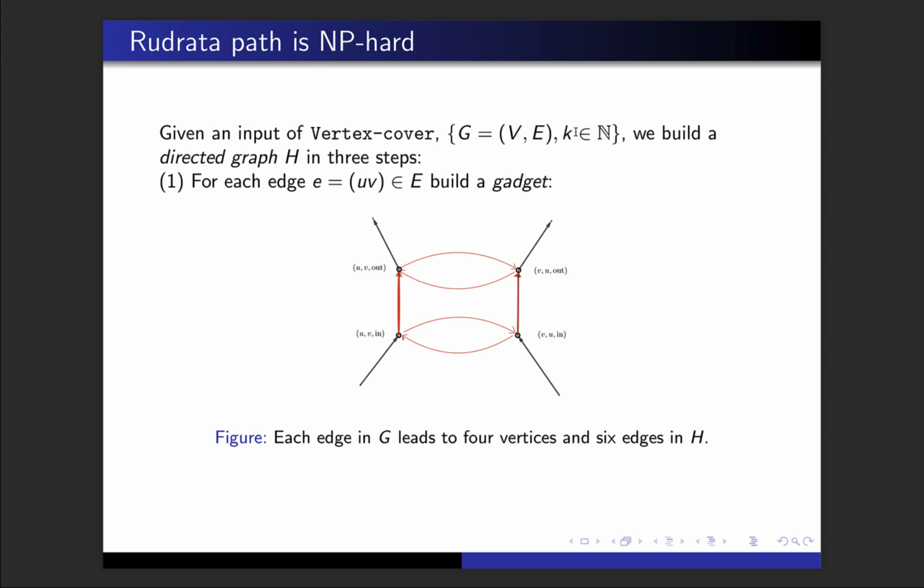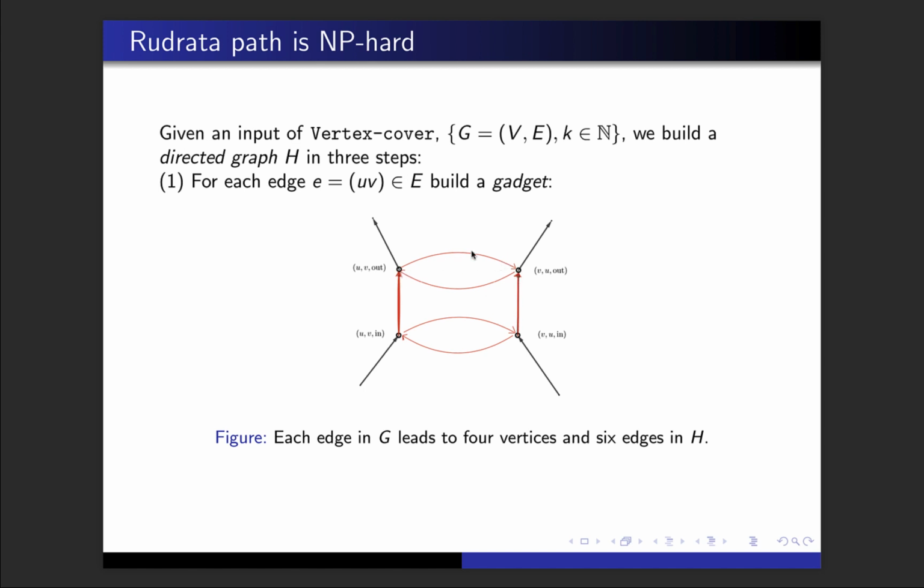Now we will do this construction in three steps. The very first one is something we will call a gadget. This is going to be associated to every edge on the original graph G. So given an edge with vertices UV, we're going to build four vertices. We're going to label those vertices as UV in and UV out, and also VU in and VU out. So we're reversing the order of the vertices. And we're going to build six edges, which are these six red edges in the picture. Notice that this is a directed graph, so there are directions on these edges.